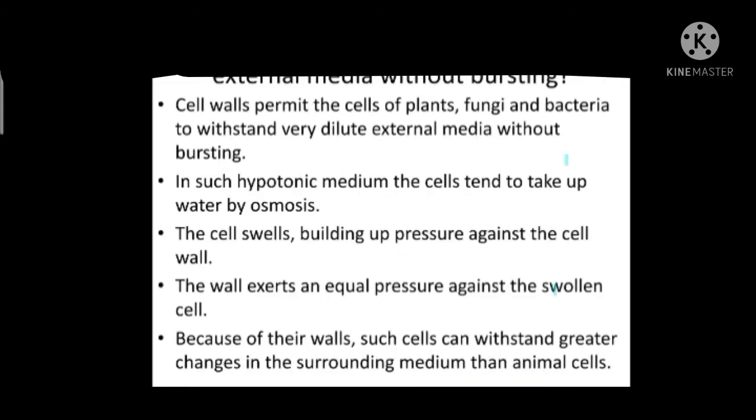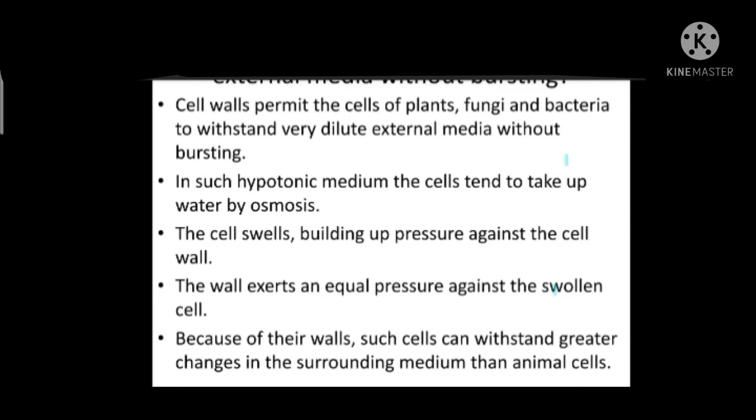How can the plant cells withstand very dilute external media without bursting, or how can the plant cells withstand greater changes in the surrounding medium than animal cells? The answer for that is the cell walls. The cell walls permit the cells of plants or fungi or bacteria to withstand very dilute external media without bursting.